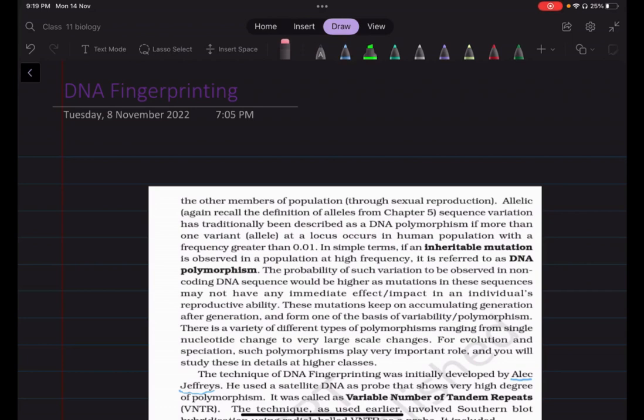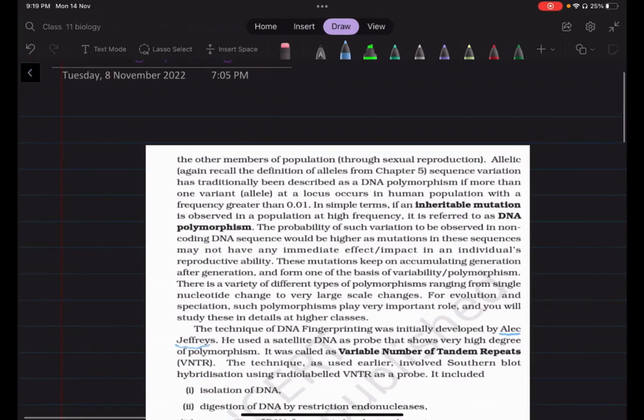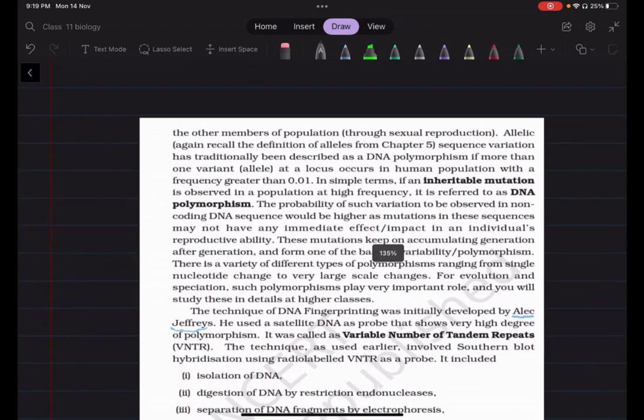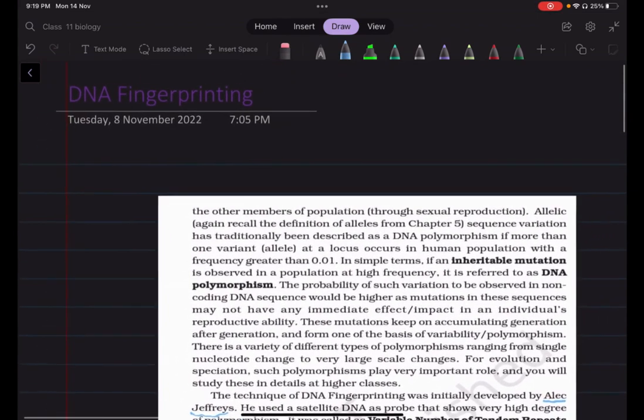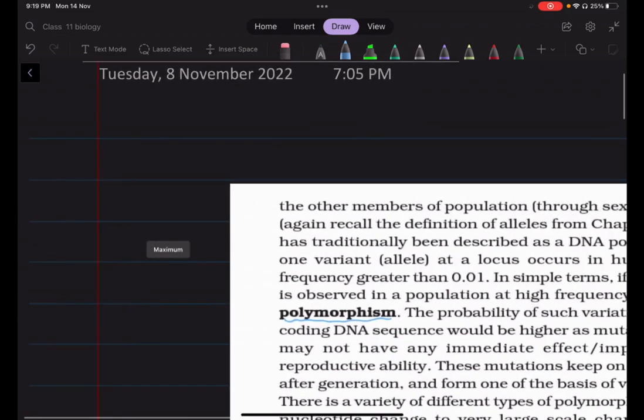In the previous video, we learned about the Human Genome Project, and in this video, we'll be learning about DNA fingerprinting. DNA fingerprinting was a very useful technique developed by Alec Jeffreys. This technique was mainly based on a term called polymorphism. So, what is actually DNA polymorphism?